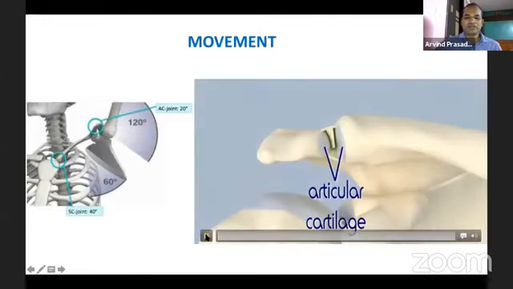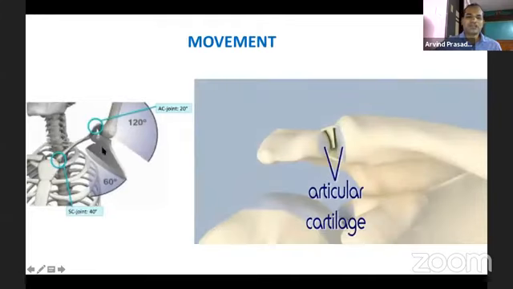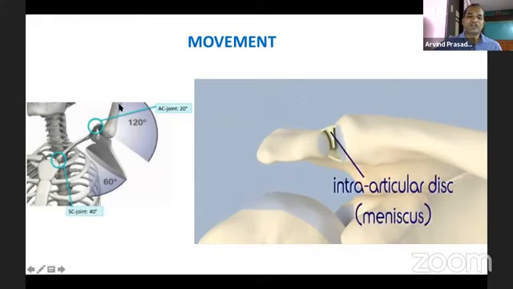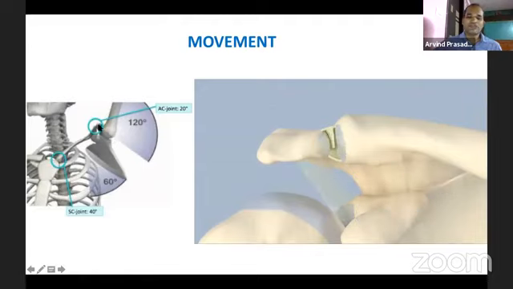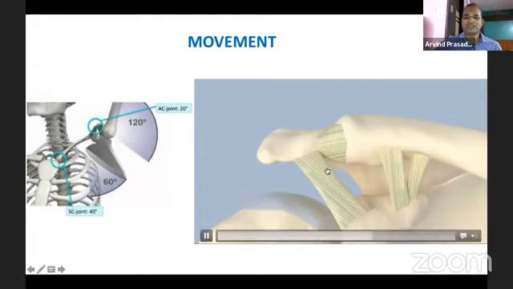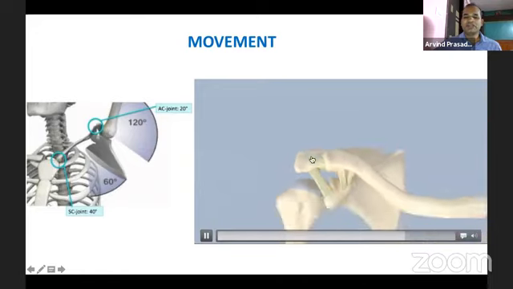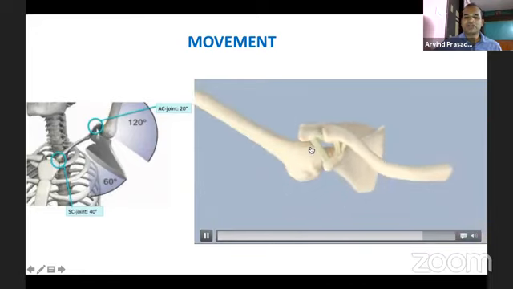About the movement, in the first 100 degrees of abduction, there is no movement at the AC joint, but after 100 to 120 degrees of abduction of the shoulder joint, gliding movement occurs at the AC joint. So we can see in this video also, till 100 degrees usually there is no movement at the AC joint, but after 100 to 120 degrees, there is movement of the AC joint.